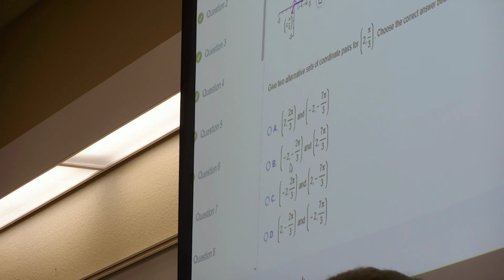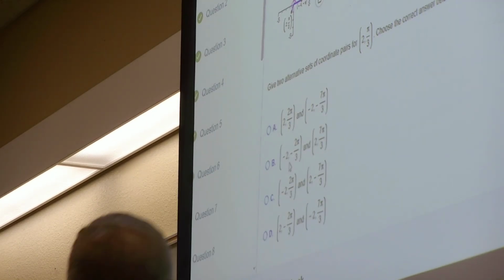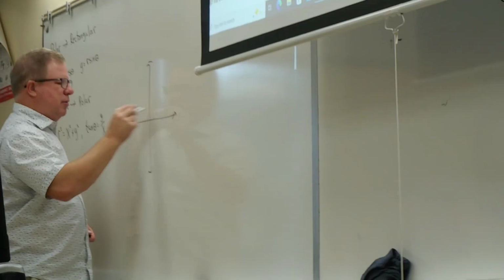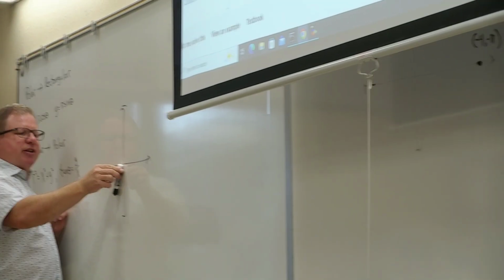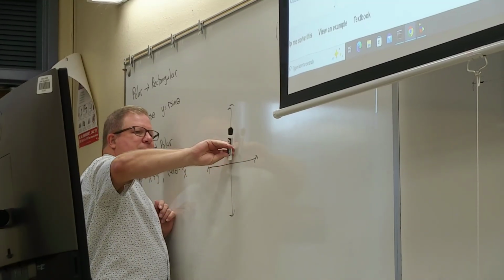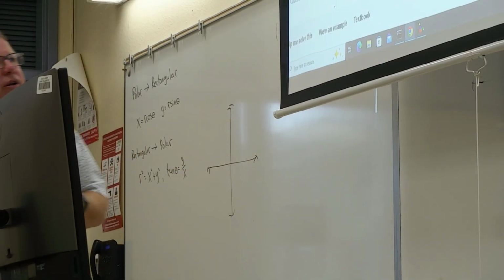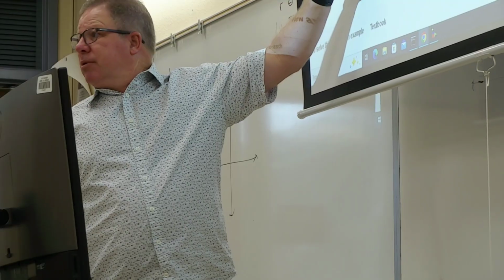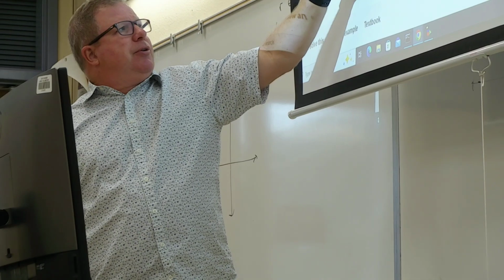Negative 2 pi over 3, where's that? Yes, you're right. So, negative 2 pi over 3 would rotate us down here, like negative 120 degrees. And then the negative radius would flip us back up here, right? That puts us in quadrant 1. Is that a possibility? Yes, that is a match for that right there. What about this one?